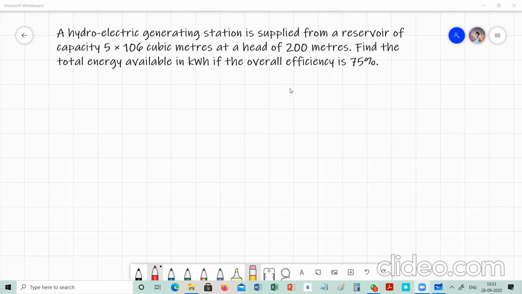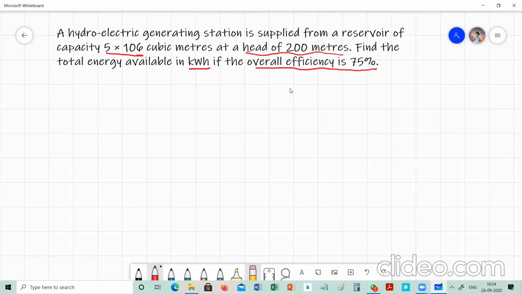Yes, sir. Okay. A hydroelectric generating station is supplied from a reservoir of capacity 5 into 10 raised to 6, read it as 10 raised to 6 cubic meters, at a head of 200 meters. The reservoir's height is 200 meters. Find the total energy available in kWh, means output electrical energy, if the overall efficiency is 75%.